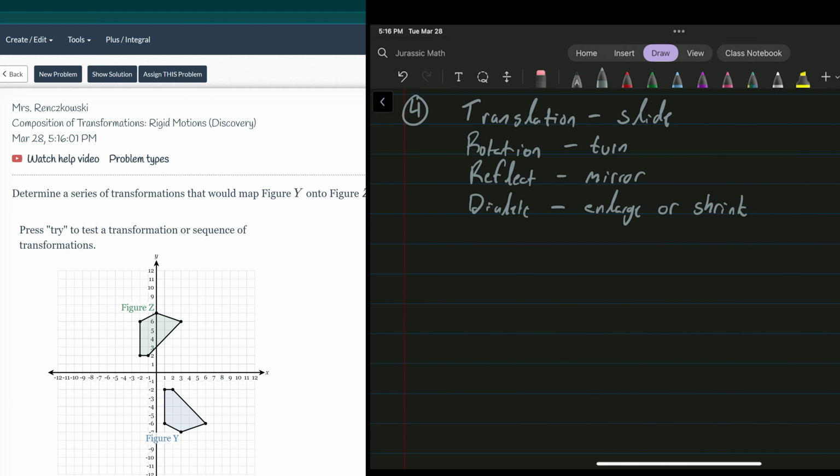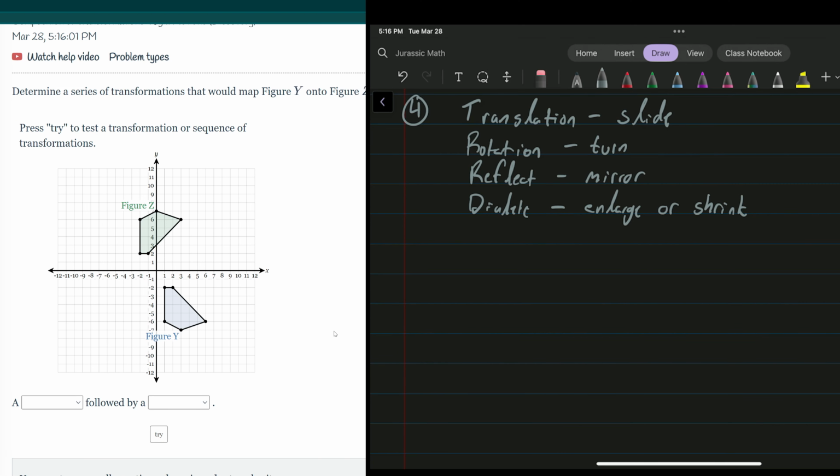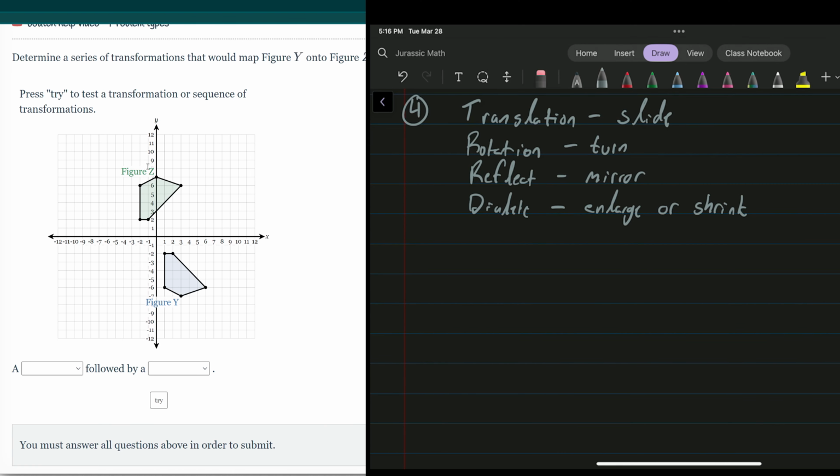Next up, this is a discovery one. So I put this on here for you guys to just play around with. Once again, make sure you read: determine a series of transformations that would map figure Y onto Z. So we have to go from blue to green. So this is all about just trying. You can't get them wrong because you just keep trying different things.